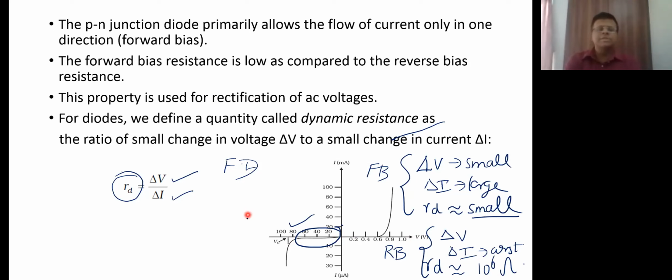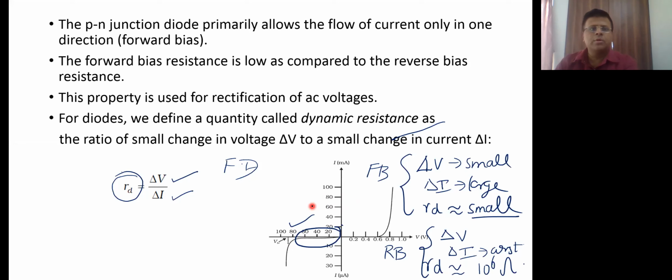So we have to know what the dynamic resistance is. Dynamic resistance is defined as the change in the applied voltage, forward or reverse, divided by the change in the current. When the diode is forward biased, this dynamic resistance is of the order of a few ohms. And when it is reverse biased, it is of the order of mega ohms.